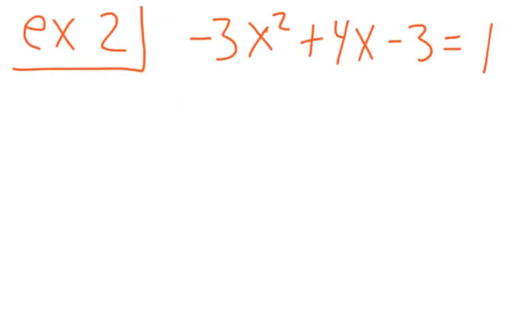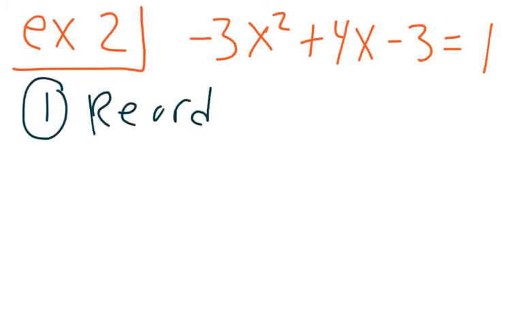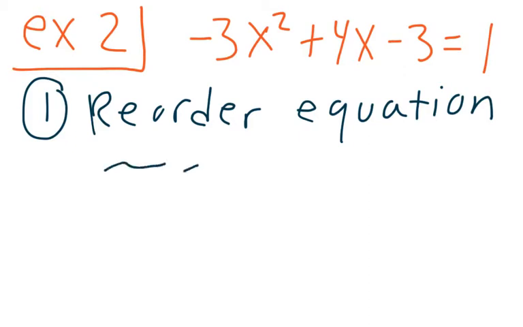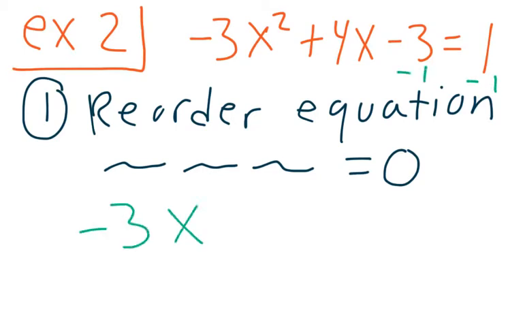Okay, so here is my second example. Again, the first thing I want to do is reorder the equation. That basically means you want everything on the same side. So you want all your stuff on the equation equals 0. So what that means in this one is I'm going to subtract 1 from both sides. So now I have negative 3x squared plus 4x minus 4 equals 0.